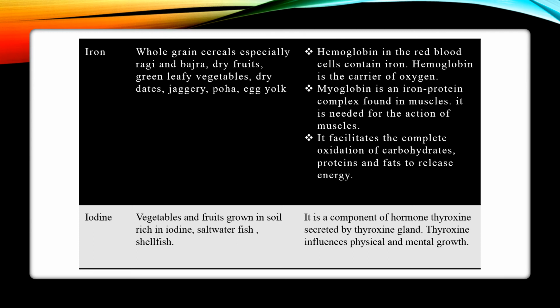The last one is iodine. Vegetables and fruits grown in soil rich in iodine, saltwater fish, shellfish. These are the sources of iodine. Now, a hormone thyroxine secreted by the thyroid gland is a major constituent of iodine. Now, this thyroxine helps in the physical and mental growth of an individual.